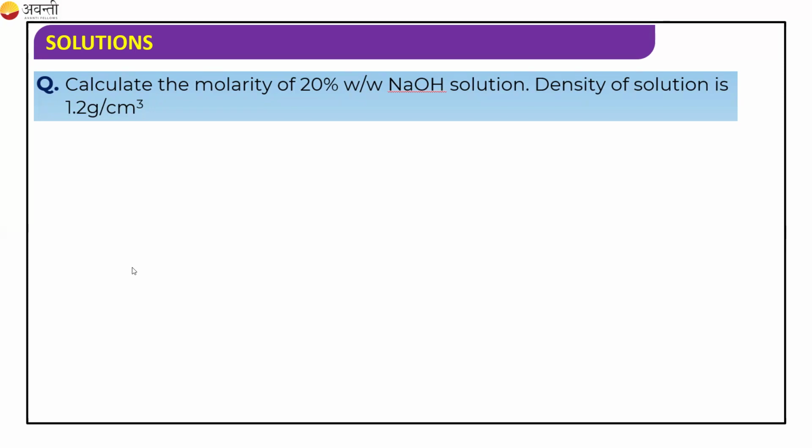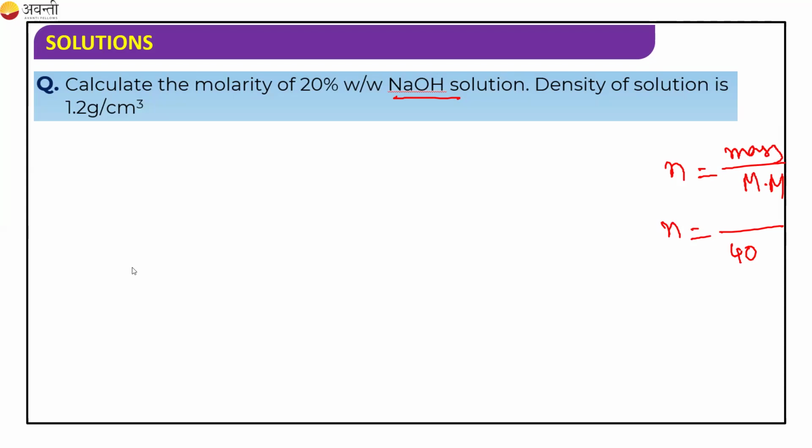Again, we need to find out the number of moles of the solute. For finding the number of moles, we need mass by molar mass. Again, the compound is sodium hydroxide, so the molar mass of sodium hydroxide will be 40. The molar mass will be 40 and we have to find out the mass.